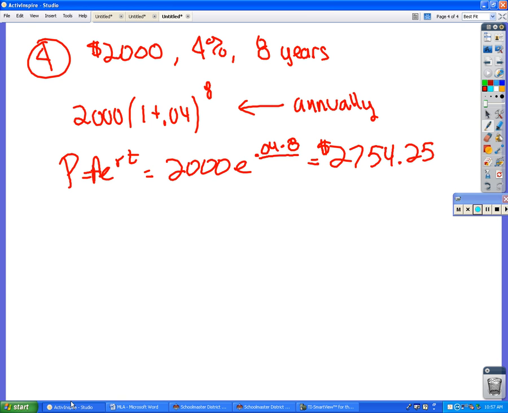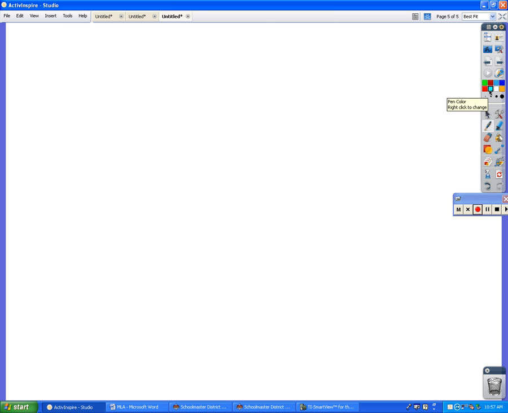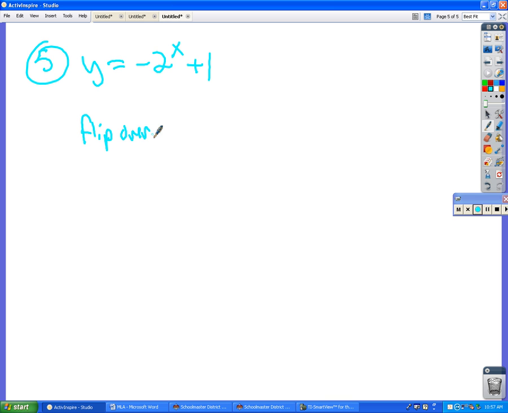Now we're taking a look at the graphs. So if I start with negative 2 to the x plus 1, I have 2 things that I have to deal with here. The negative flips it over the x-axis, and the plus 1 moves it up 1. And is there a stretch? No, there's not a stretch. For there to be a stretch, there'd have to be a number in front of the 2. It's flipped over the x-axis because of the negative.